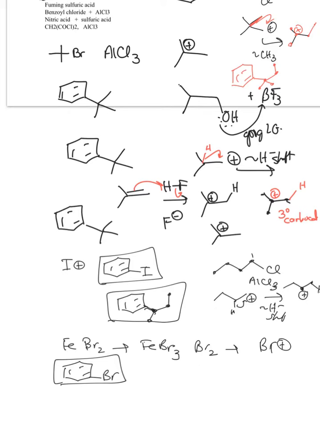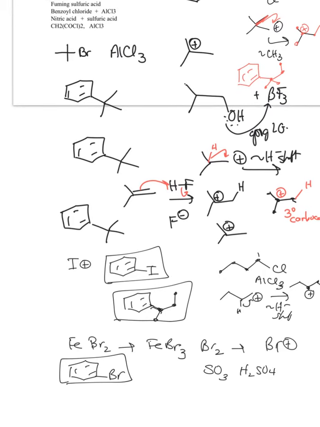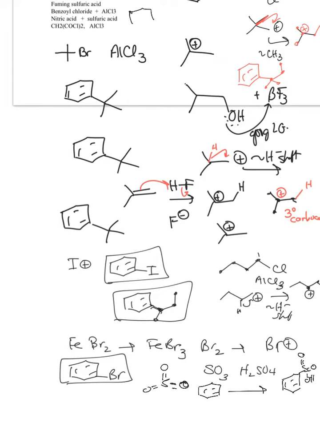Fuming sulfuric acid. This is sulfur trioxide and sulfuric acid. It's about 7%. So this is a sulfur trioxide reactive intermediate to make sulfonated benzene, which works out to be SO3H. I'll draw that up here too, if you just want the condensed SO3H.